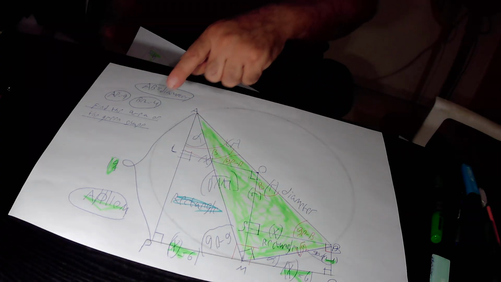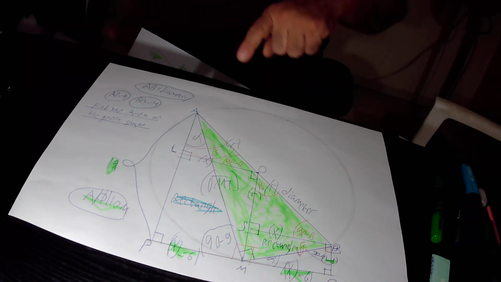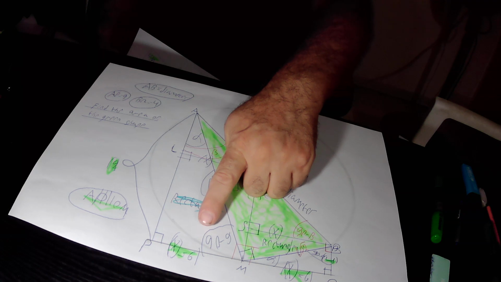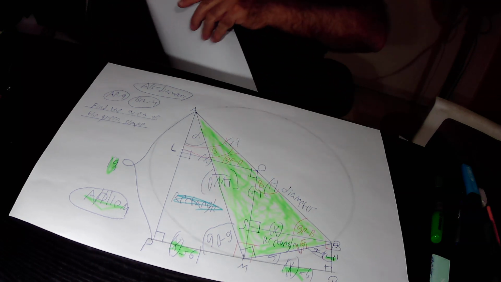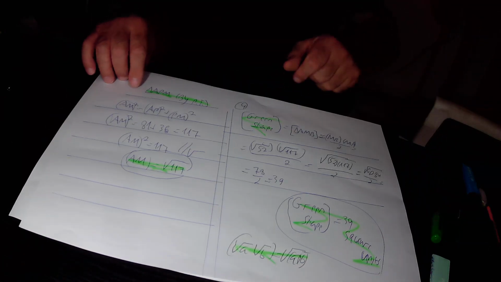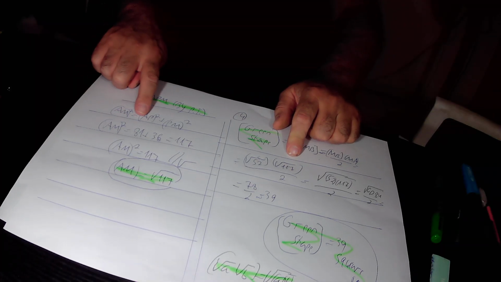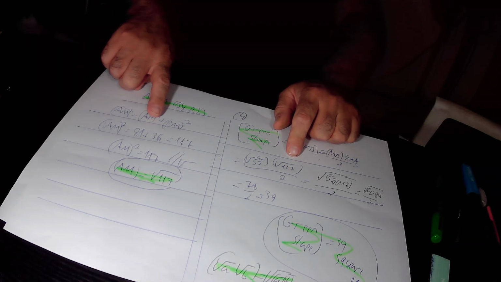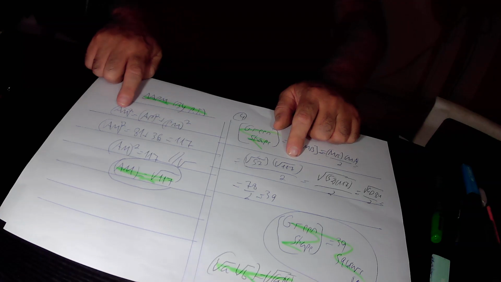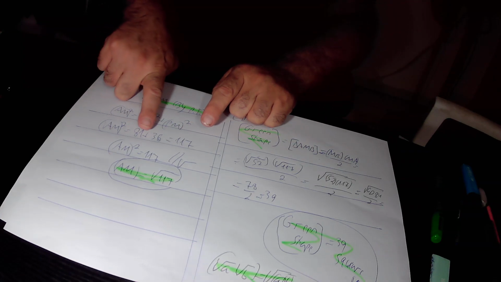AP is 9, therefore AP squared is 9 squared, that is 81, plus PM squared. PM is 6, therefore PM squared is 6 squared, that is 36. So in total, AM squared equals 81 plus 36. 81 plus 36 is 117. So AM squared equals 117.